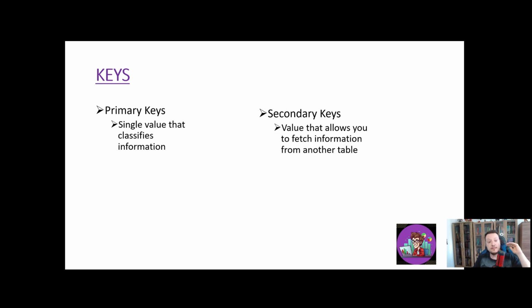Okay? The secondary key is a value that allows us to fetch information from another table. The secondary keys will be in our fact table. Our fact table can have multiple values, so we will have the total sales for each sale. And if you want to know the correct product or the correct customer, we will use the secondary key that will be the social security number of that customer, and we're going to search in the dimension table to add more information.